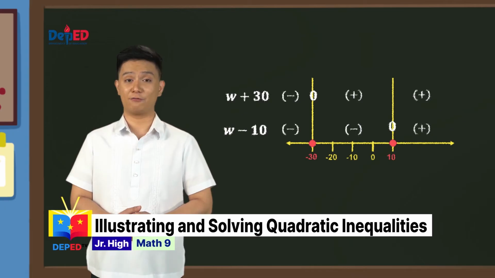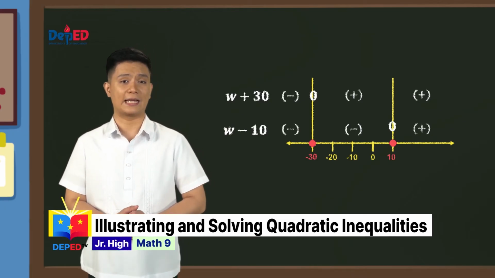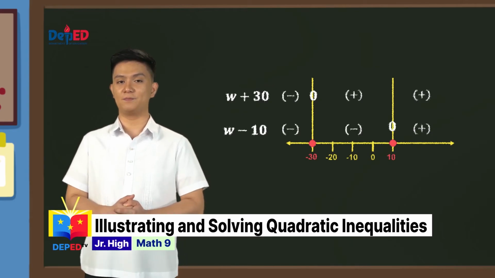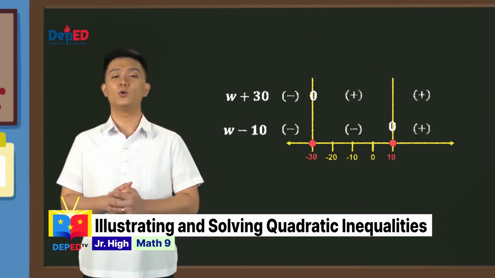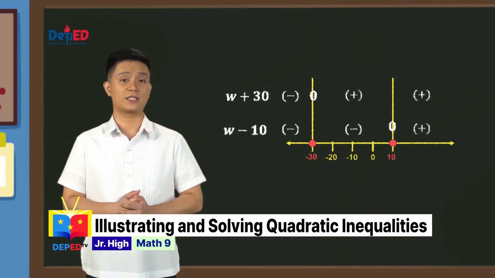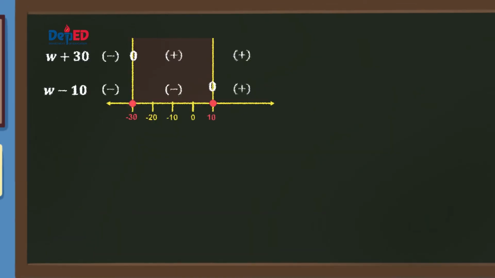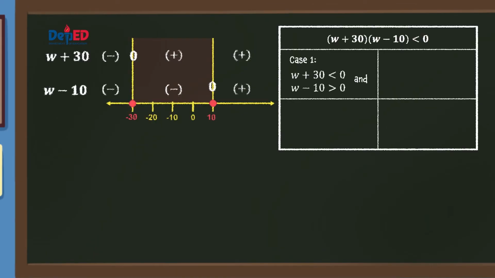Let's see the graph once more. This would help us identify the solution set for the less than part of the inequality. Recall that we came up with two cases as to what would satisfy the less than part of the inequality. In case 1, the factor w plus 30 must be less than 0 or negative, and the factor w minus 10 must be greater than 0 or positive, to satisfy the inequality: binomial w plus 30 times binomial w minus 10 is less than 0.